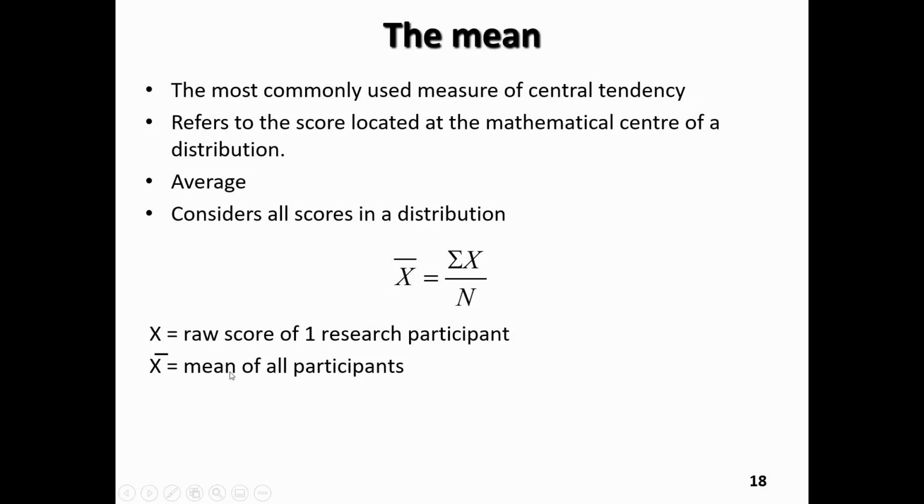X bar refers to the mean of all participants in the sample and is taken as the summation. So uppercase Greek letter sigma is the symbol for summation. All the scores where X is the raw score of one research participant are all added up and divided by the total number of samples in that group. And this ends this first lecture on measures of central tendency.